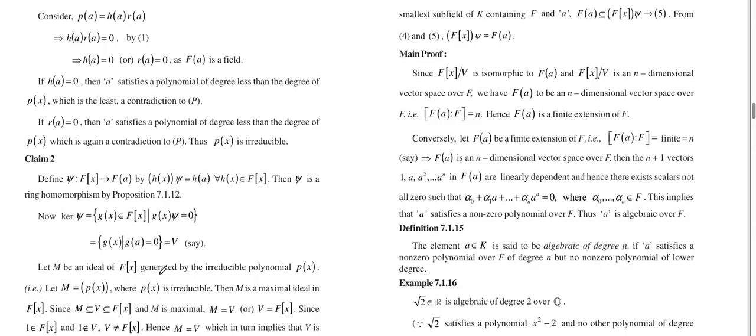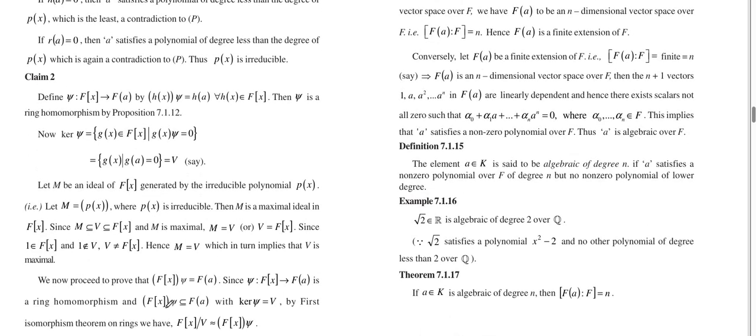Now, you forget about the v which came in the second result. You should not get confused between this v and that. So here we consider M to be an ideal of F[x] generated by the irreducible polynomial p of x. So M is generated by p of x, where p of x is irreducible. Then M is maximal.